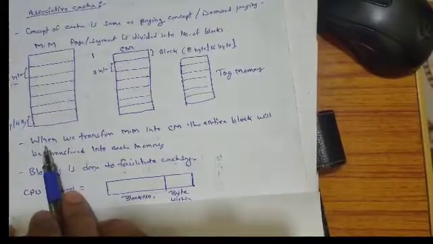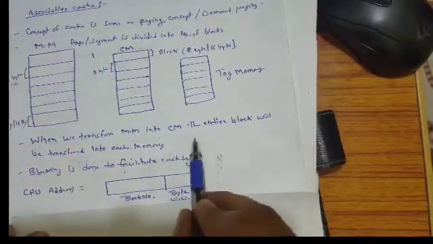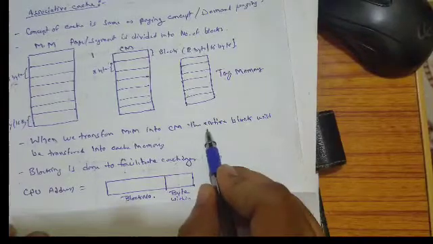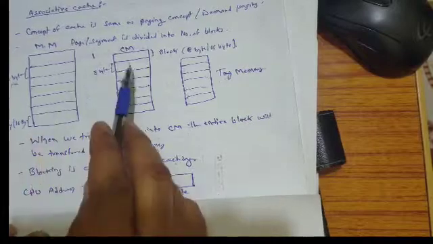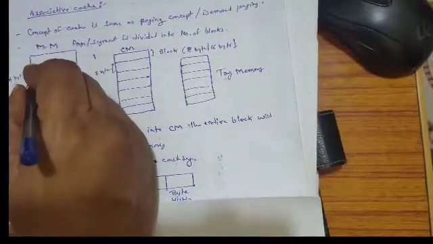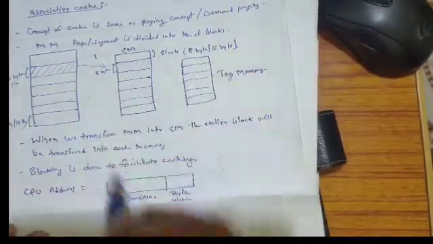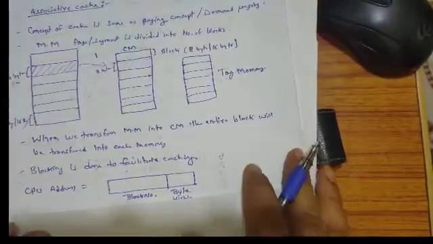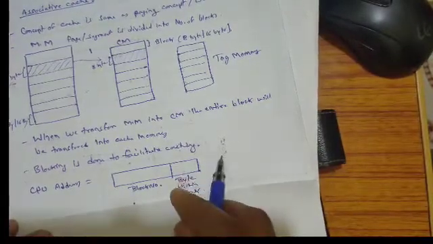As we know, when we have to transfer data from main memory to the cache memory, the transfer is done in terms of blocks. We cannot transfer 1 byte from main memory to cache memory; the unit of transfer is the block. So we transfer the entire block from main memory to the cache memory at one time.